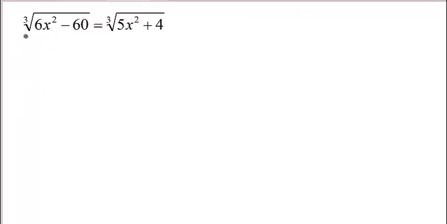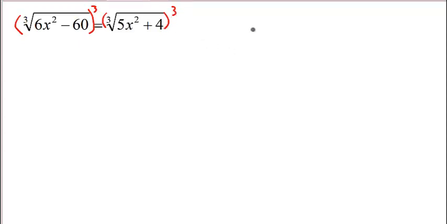Now here we've got a new equation, but the difference between this one and the last one is that we're taking the cube root of both sides. So to undo the cube root, we could cube both, let me do this in red. We want to cube the left side, and then also cube the right side.